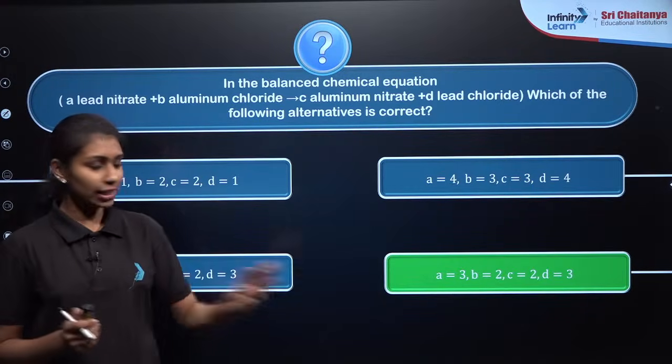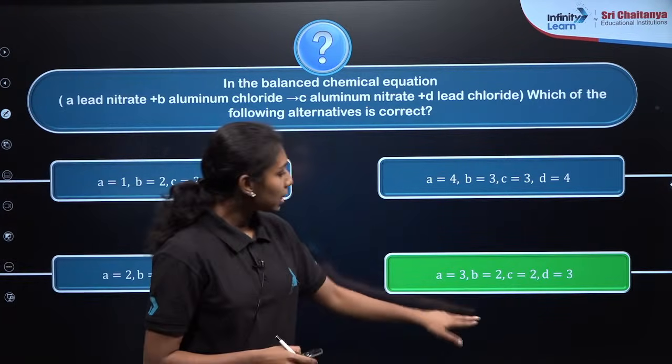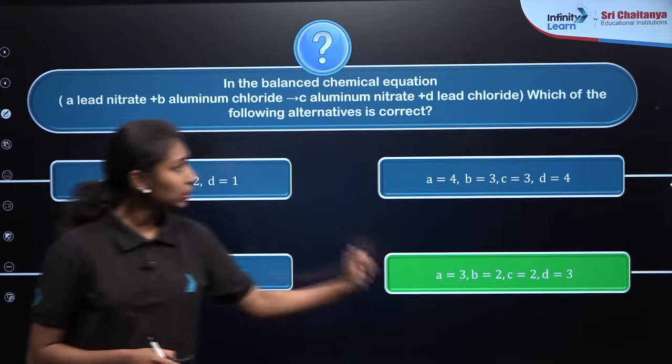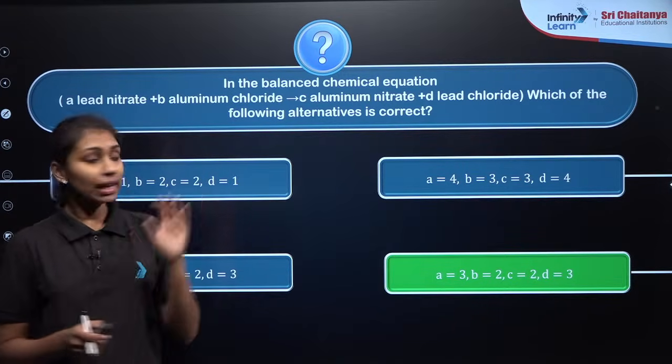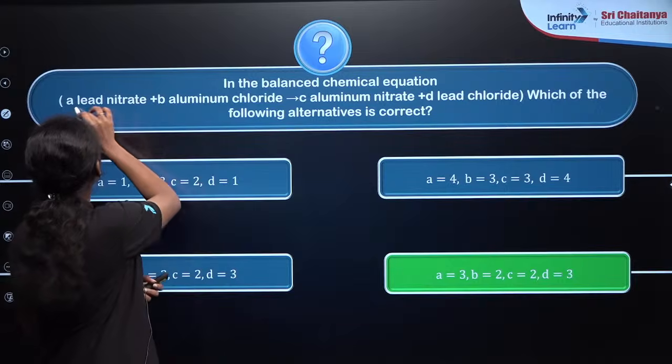Yes, the fourth one is the correct answer, right? A is equal to 3, B is equal to 2, C is equal to 2 and D is equal to 3 is the correct answer here. What is the chemical formula of lead nitrate?